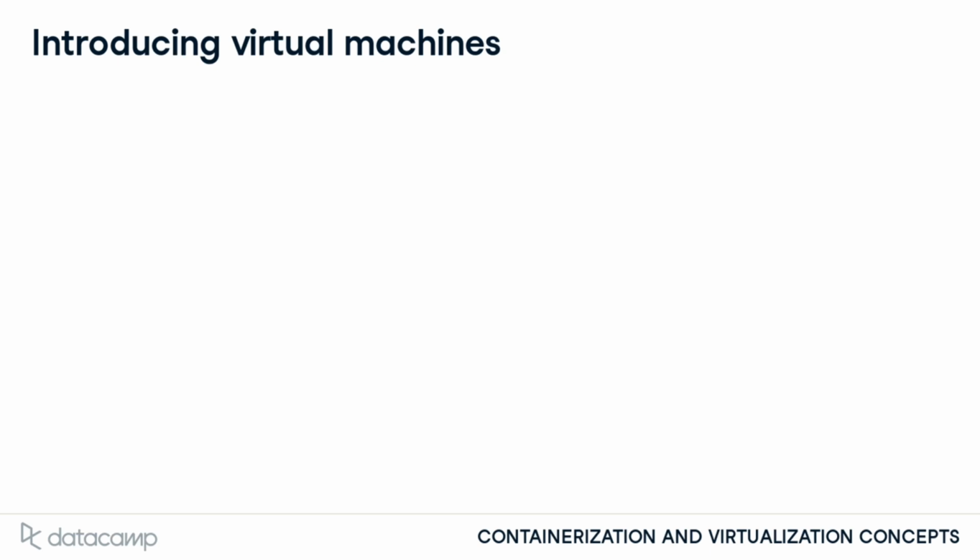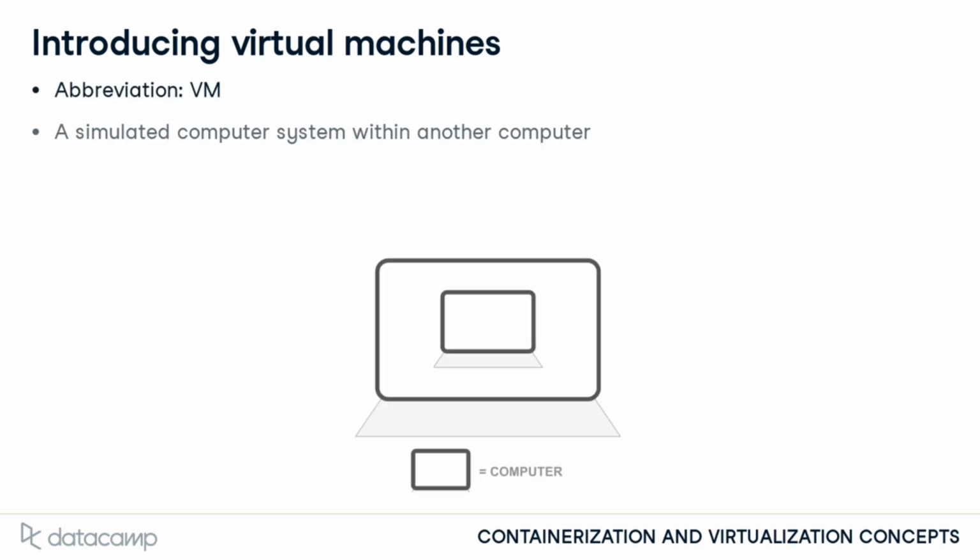This is where virtual machines come in. Instead of adding more physical hardware, we can create virtual machines. A virtual machine, or short VM, is a simulated computer system inside another computer that has its own operating system and applications. Multiple VMs can run on the same host machine. This is the physical computer that hosts multiple VMs. And each virtual machine operates independently without interfering with other VMs.